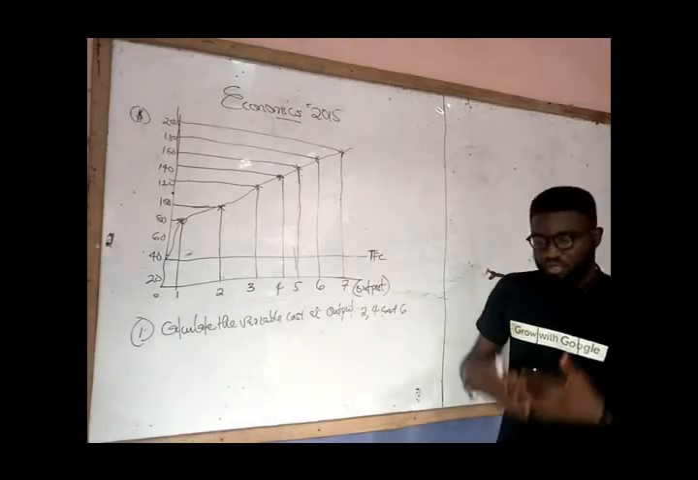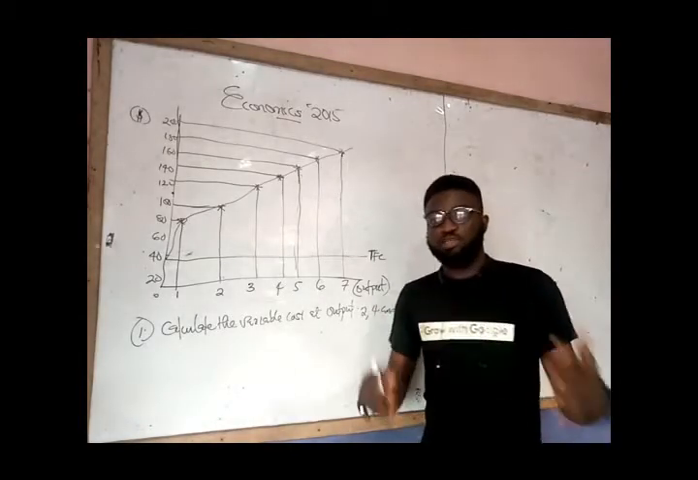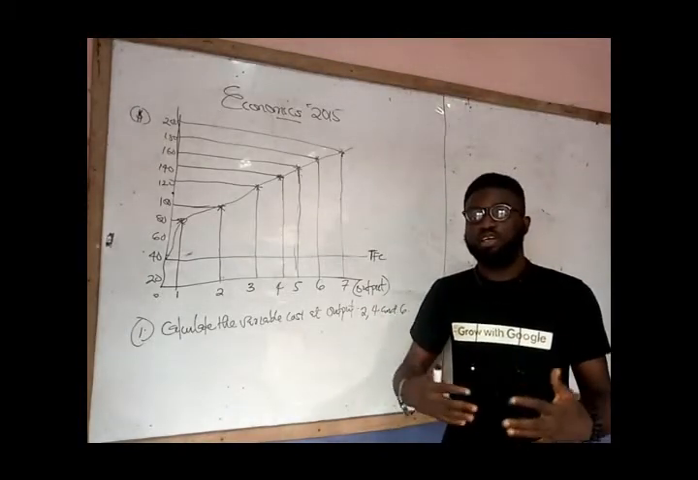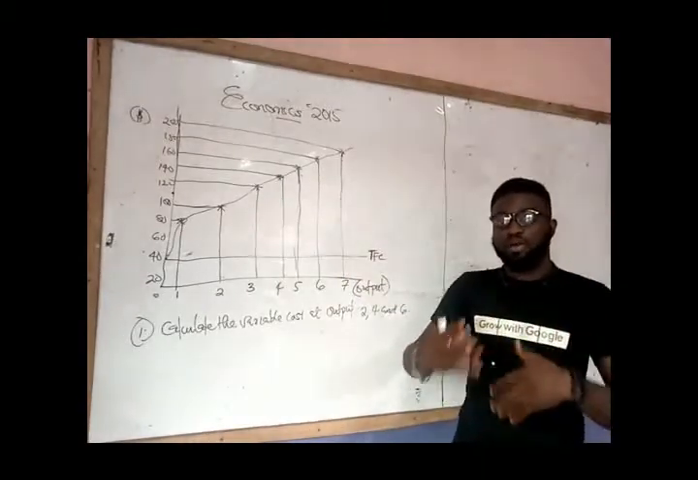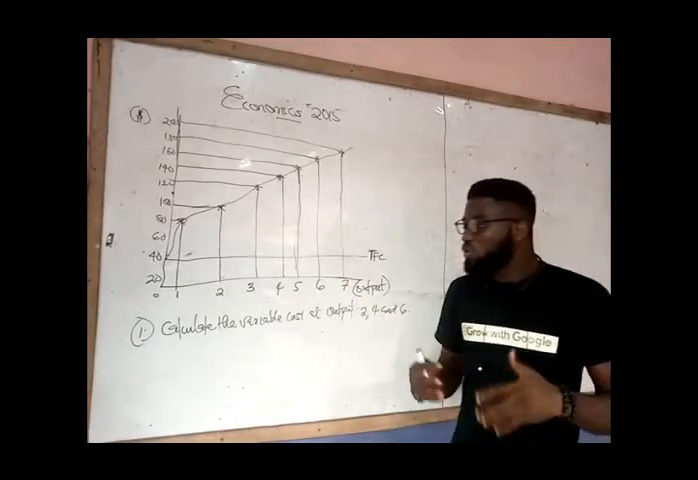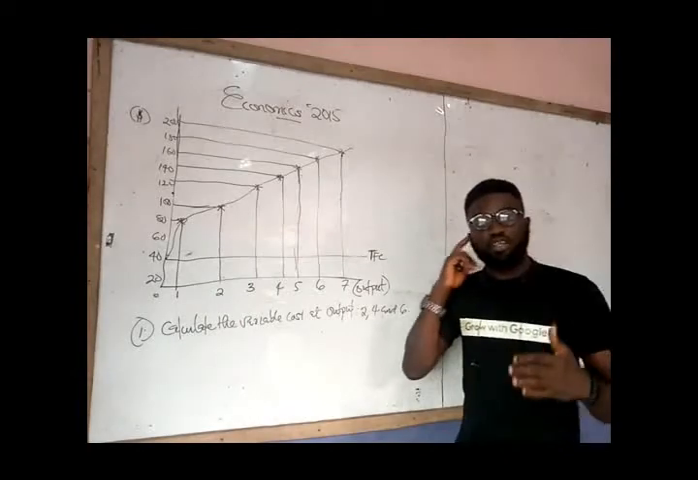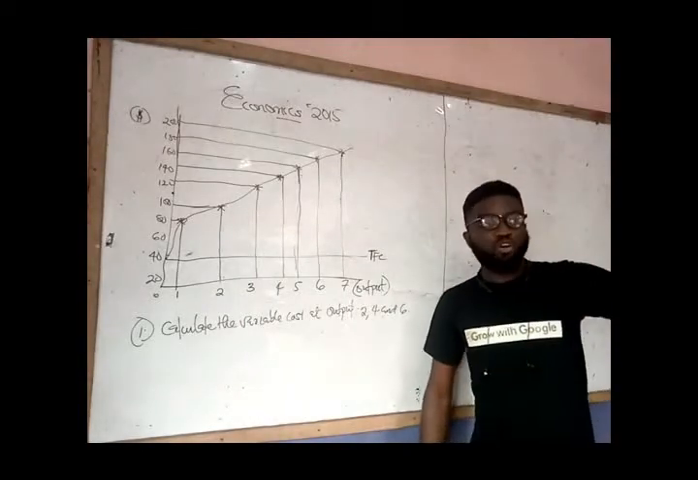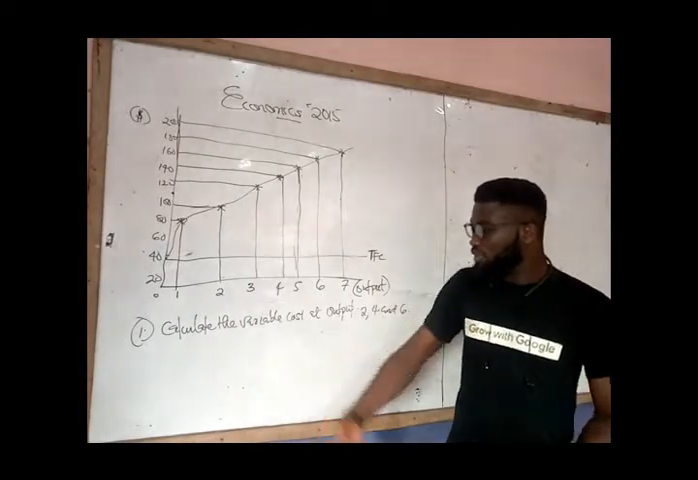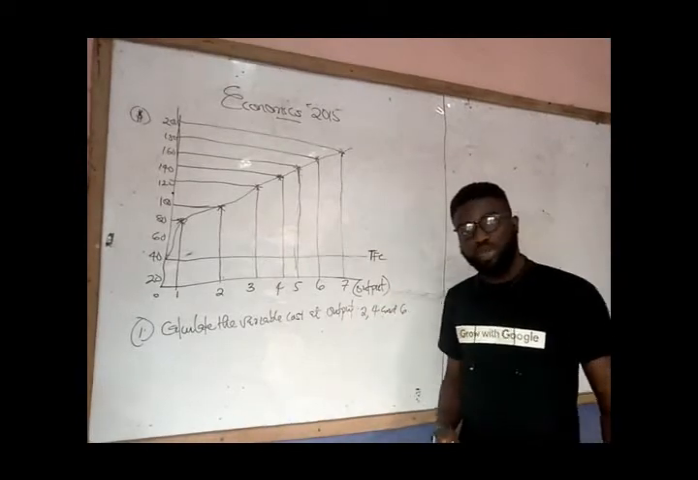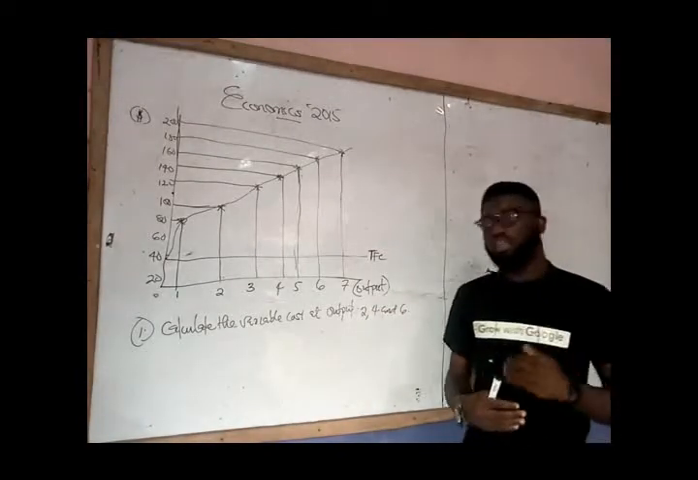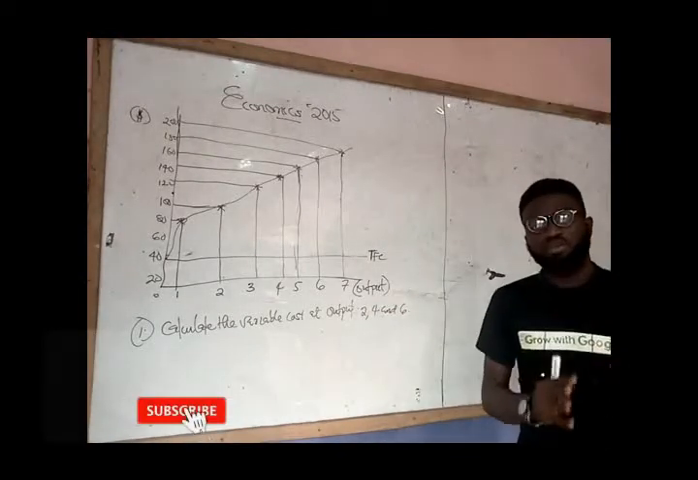materials. And sometimes you get to the market, you see that some costs are high today, they are down tomorrow, probably because of one thing or the other. So these are variable costs. The volume of what you want to produce determines the cost you are going to expend. So it varies with the level of output. How do you calculate variable cost?